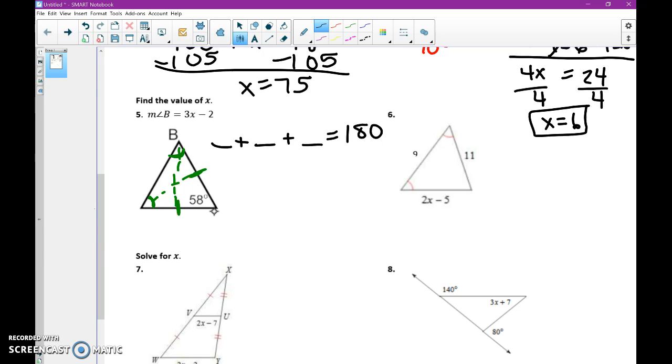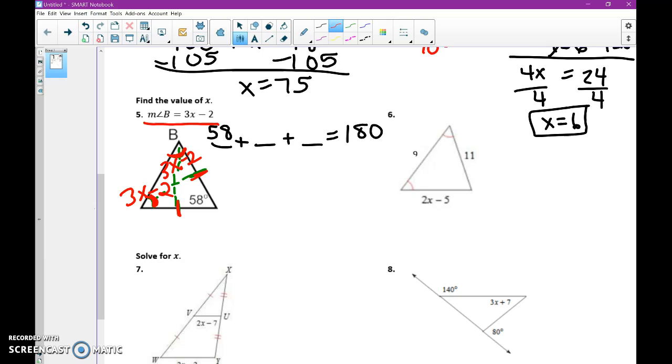So one of them they tell me is 58, so let's fill that in. And then it tells me up here that angle B is equal to 3x minus 2. So in reality, that's what that spot is. Now remember what we figured out. This angle has to be equal to that angle because it's an isosceles triangle, which means that not only is this spot 3x minus 2, but so is this spot. So be careful not to put 58 twice. 58 is just the top spot of the triangle.